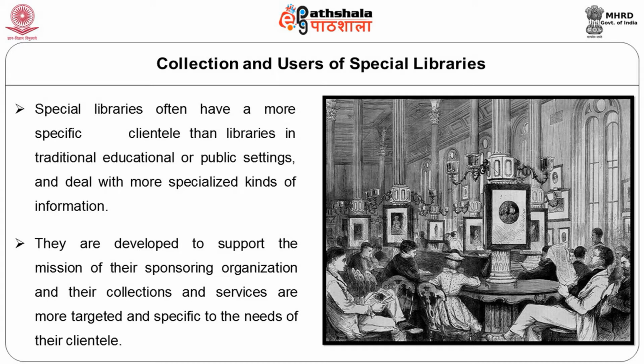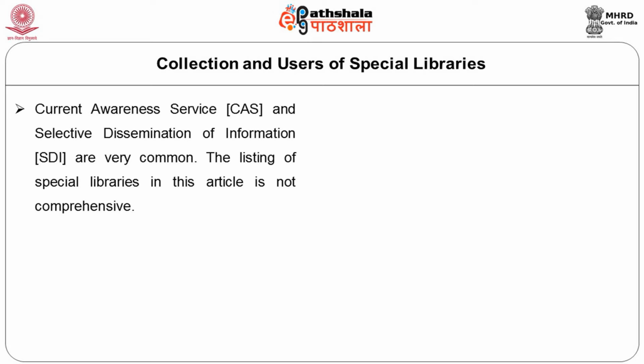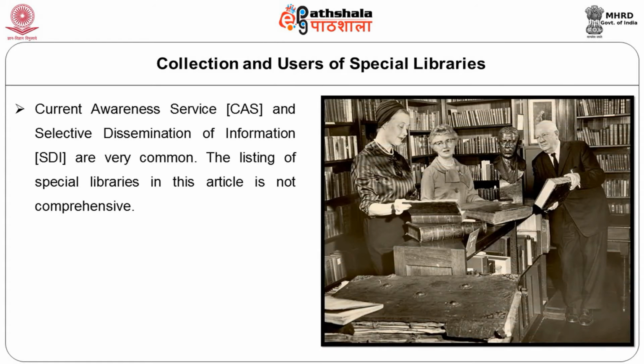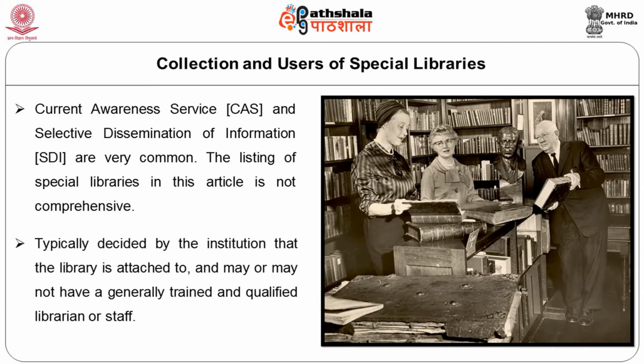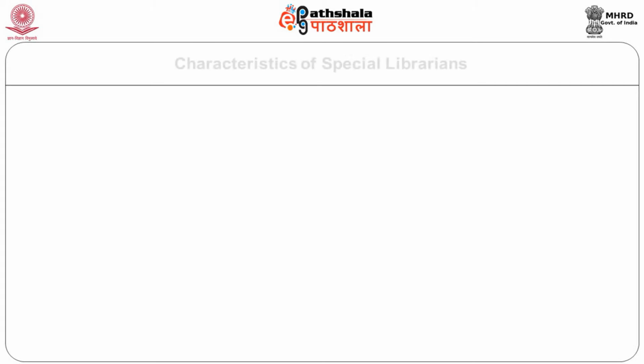For example, a research institute's library may supply information to scientists who lack the time to visit the library. Current awareness service and selective dissemination of information are very common in special libraries. The listing of special libraries in the article is not comprehensive because we can't list everything here, so we mention only a few of them.